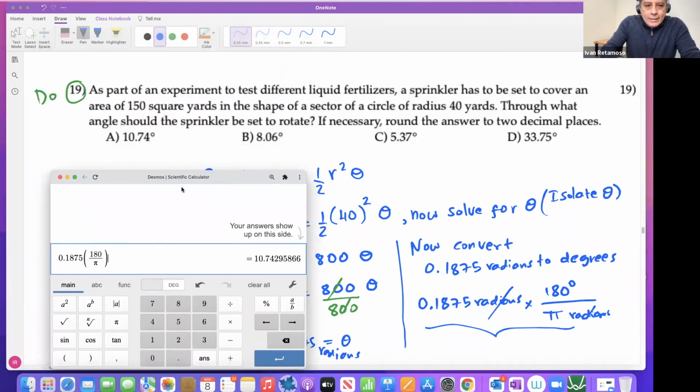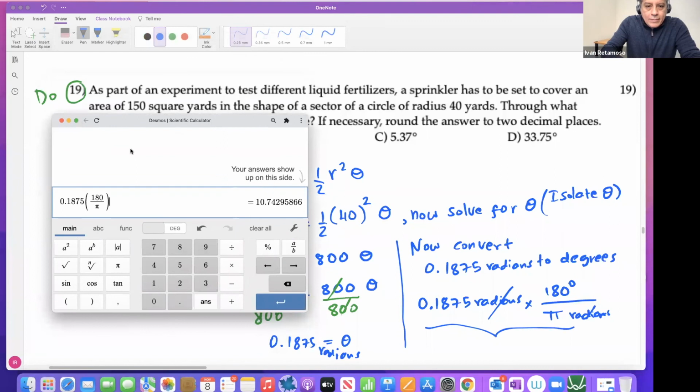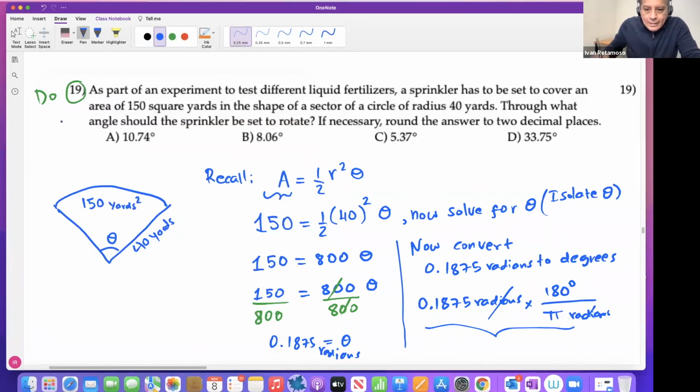10.74 is there. Excellent. 10.74 degrees, right? This is theta, right? The angle needed to cover 150 square yards is for the sprinkler, right? With radius 40 yards. Very good, guys. Okay, guys.